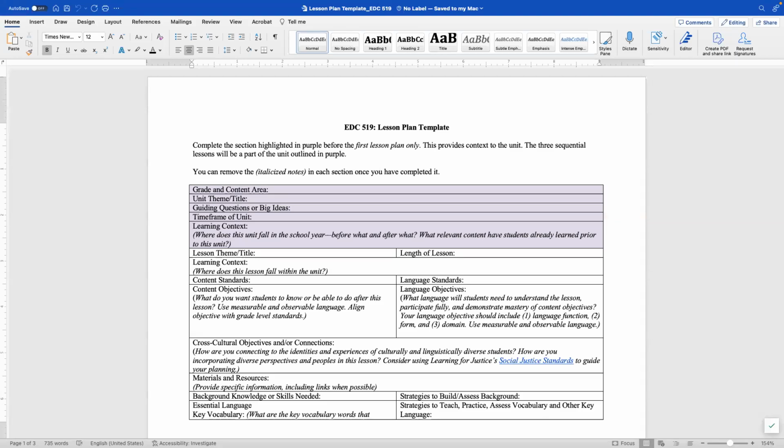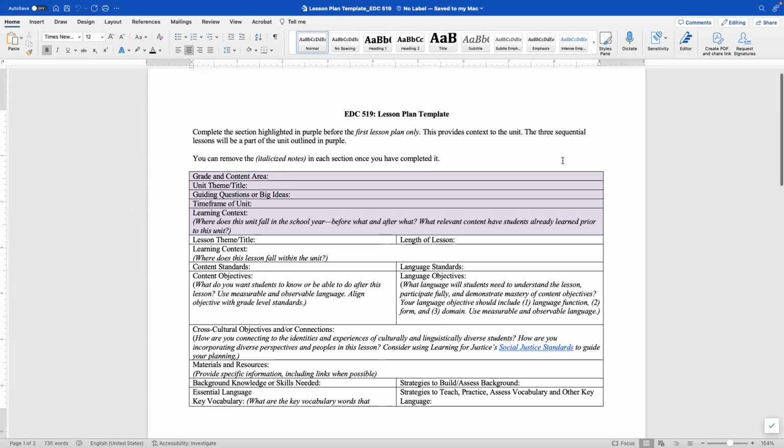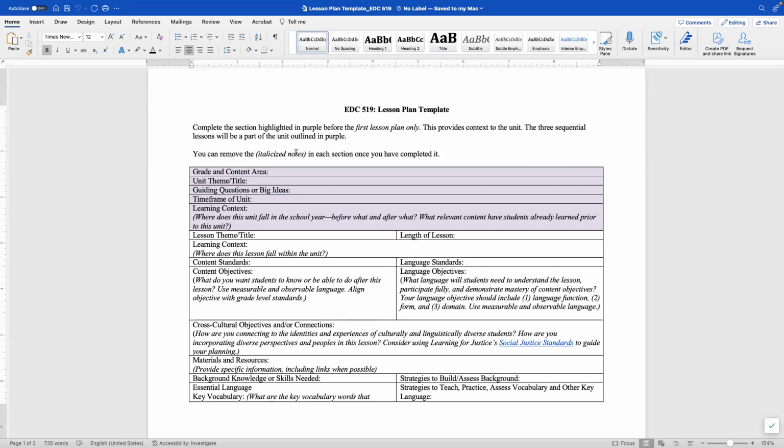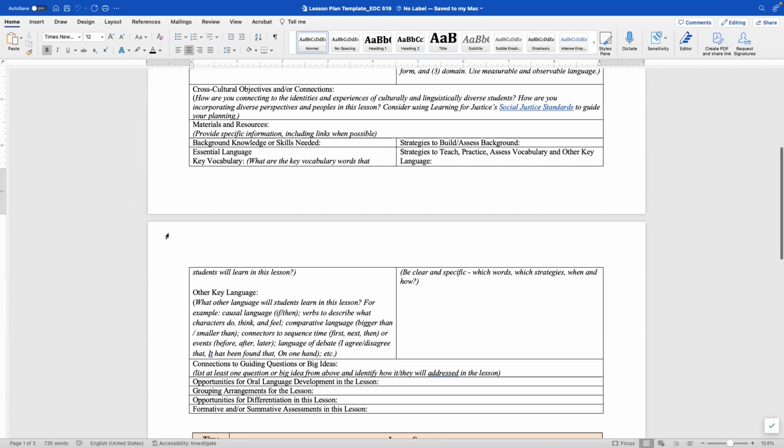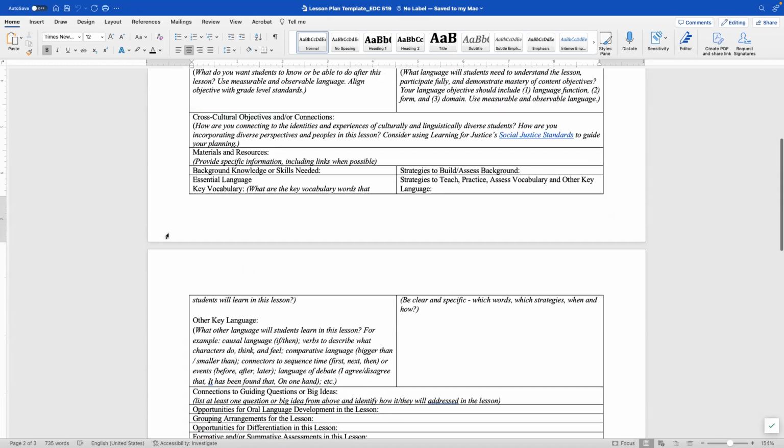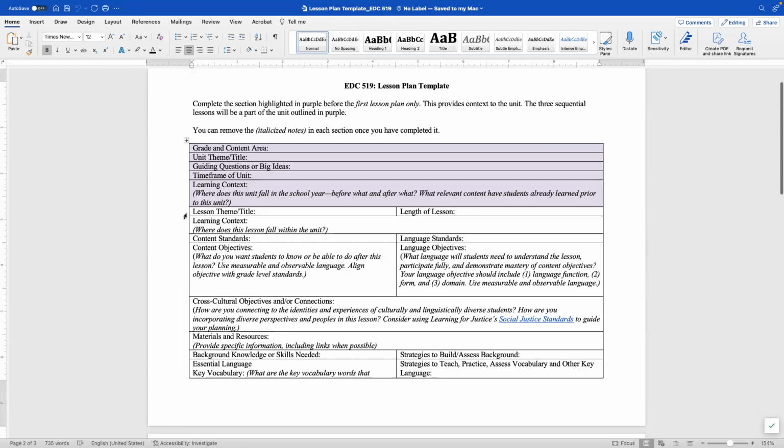In this video, I'm going to talk you through the lesson plan template that we'll be using for your lesson plan portfolio. So as you can see here, we have a section at the beginning that's purple, and the rest of the lesson plan is white. So the purple section is your description of the unit.